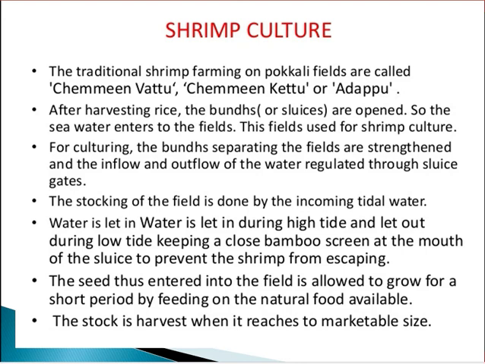The fields become brackish. The bunds of the paddy fields are provided with sluice gates. They are kept open during tidal flow. During high tide, there will be inflow of water. During low tide, there will be outflow. During high tide, water with prawn seeds comes in. During low tide, bamboo mats or nets are kept at the sluice gate to prevent the escape of prawn seeds. Only water will go out, and the process is repeated several times.